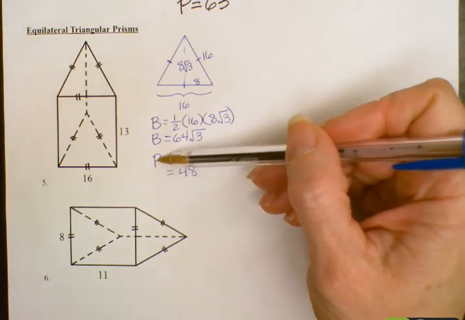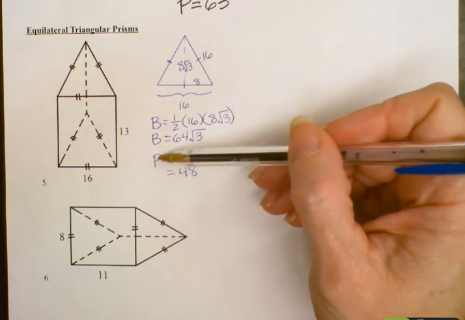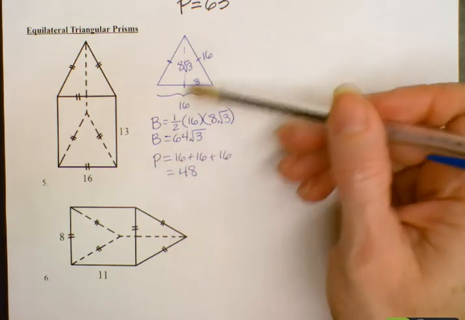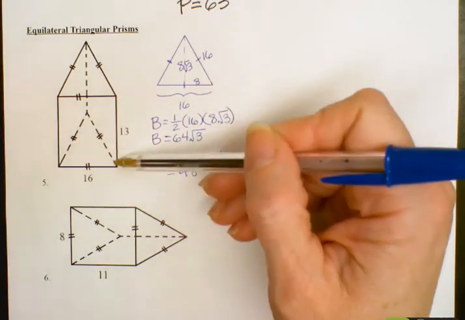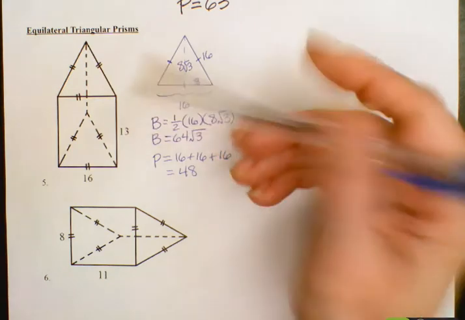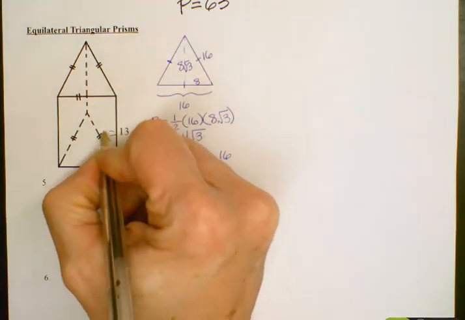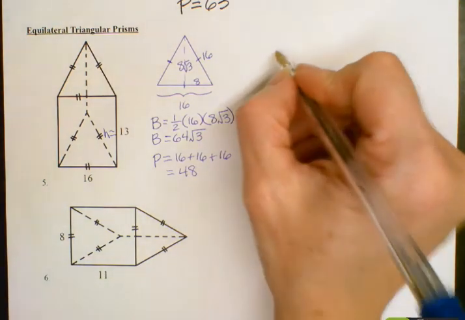The other value that we need for a prism is the length of the height of the solid. The height of the solid is the distance between the bases, in this case the distance between the triangles. So between this triangle and this triangle is a height or a distance of 13 units. So 13 represents the H value that we're searching for, the height of the solid.